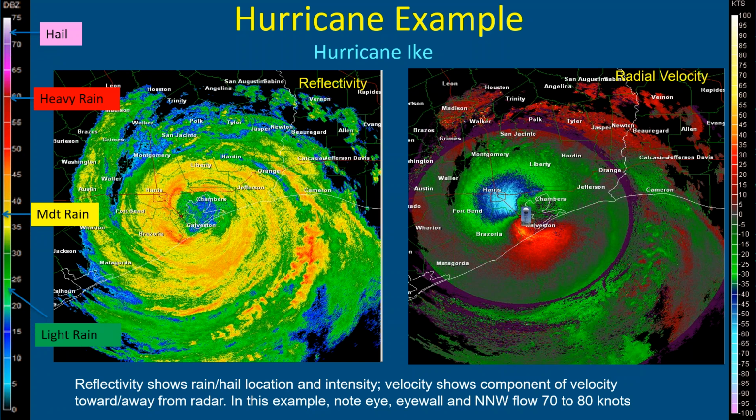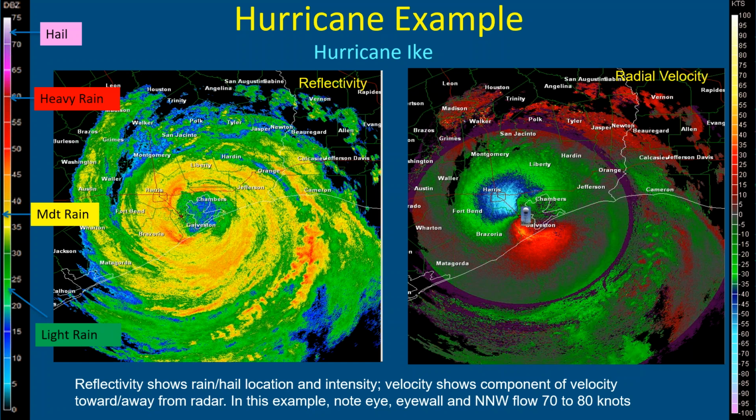Here's a look at a hurricane example. Hard to believe 16 years ago we had Hurricane Ike, and it was a direct hit from a Category 2, large Category 2 hurricane. You can see the reflectivity in this case showing a local minimum over Galveston Bay. That's the eye of the hurricane, of course.